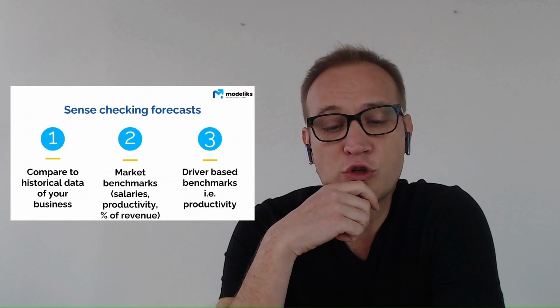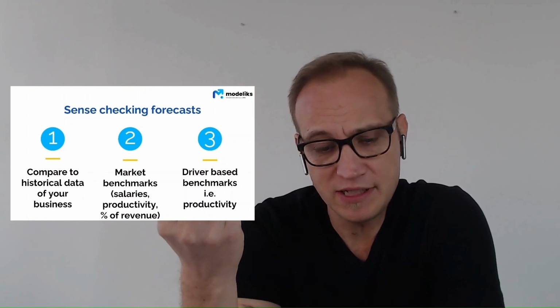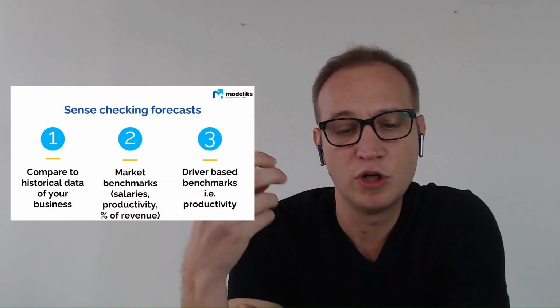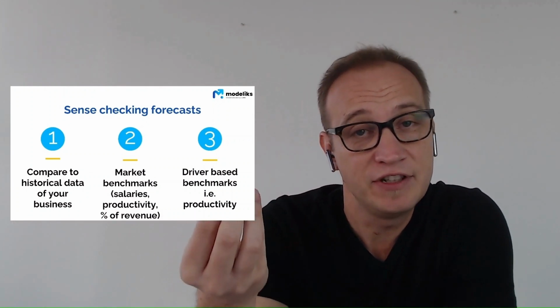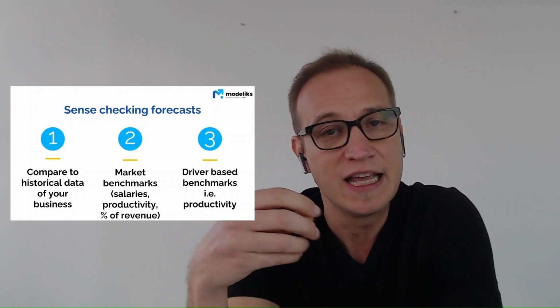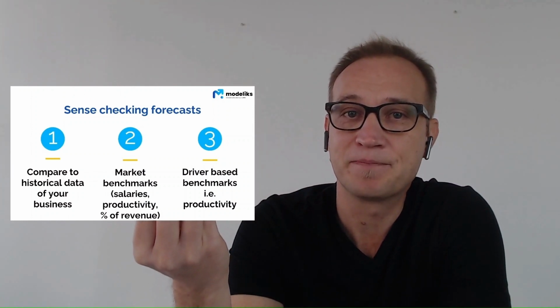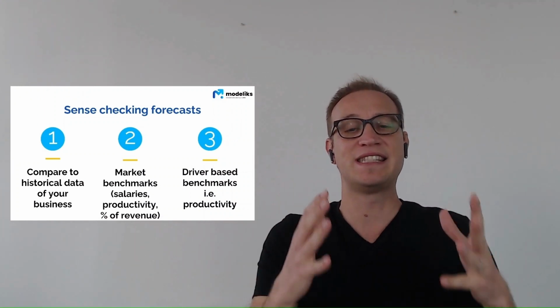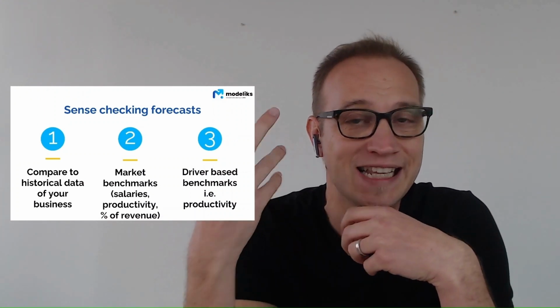Second source of information is market benchmarks. You can benchmark from your competitors the salaries that they pay to different types of employees, the productivity drivers that they are able to achieve. How much is your employee cost as percentage of revenue? So market benchmarks would be the second source of information for you to sense check your forecasts.